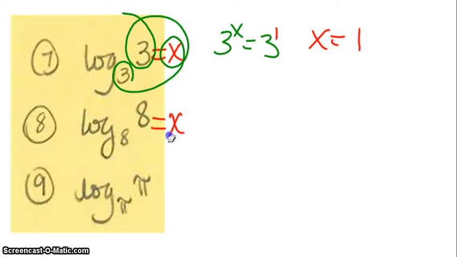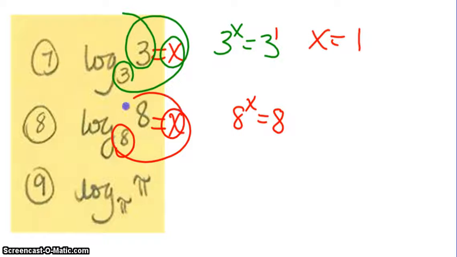Can do the same thing here. Set that equal to x. 8 to the x is equal to 8. So I did this. 8 to the x equals 8. And the only thing that's going to make this work is if that exponent is 1. So x equals 1.